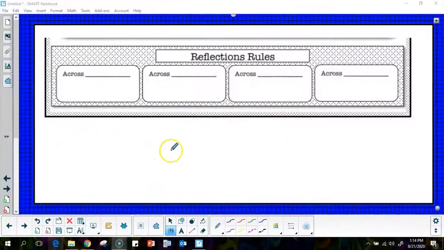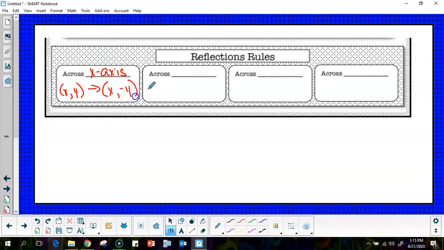So let's review the 4 reflection rules that we've come up with today. The first one is, if a figure is reflected across the x-axis, then xy changes to x and the opposite of y. If it is reflected across the y-axis, xy changes to the opposite of x and y stays the same.